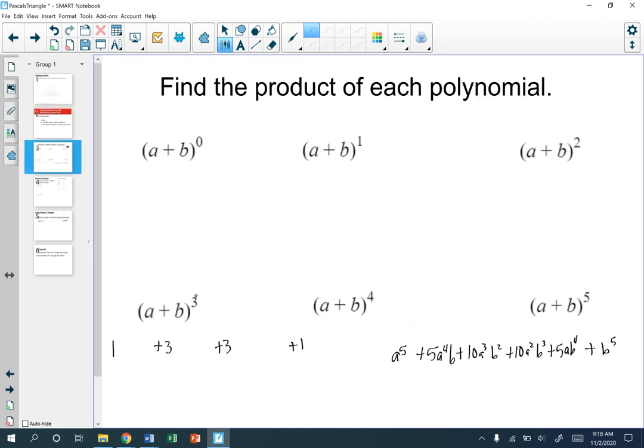Now I have to look at the exponents. So I take a to the third, b to the 0. What happens is these exponents have to add to be what our exponent on that binomial is. So now I move on. The a turns into a squared, and b turns into b to the first. 2 plus 1 gives us that 3, and we want to work in descending order of that power.